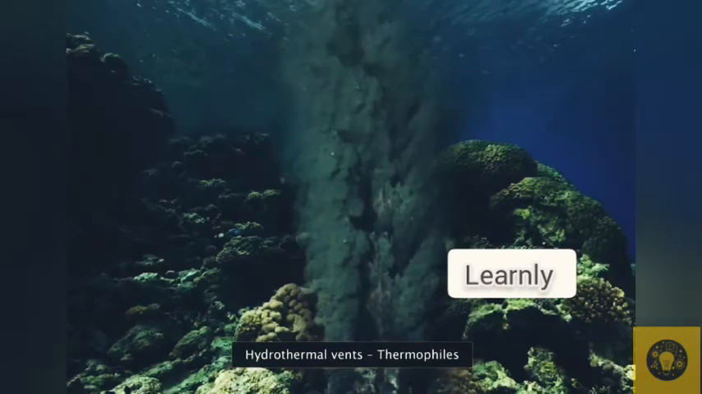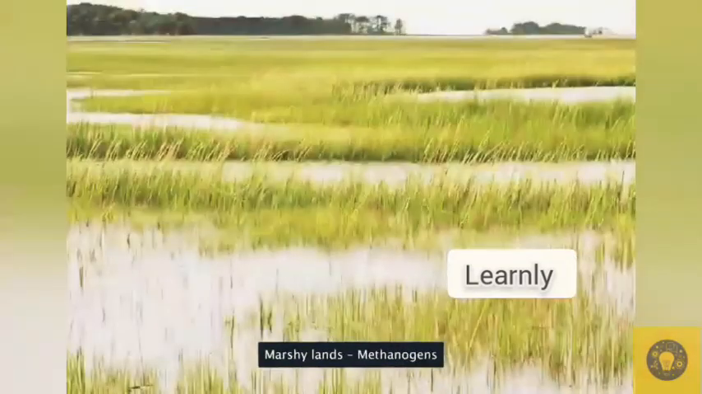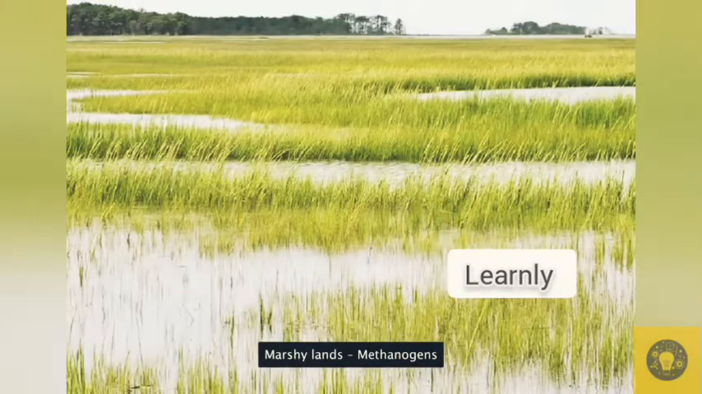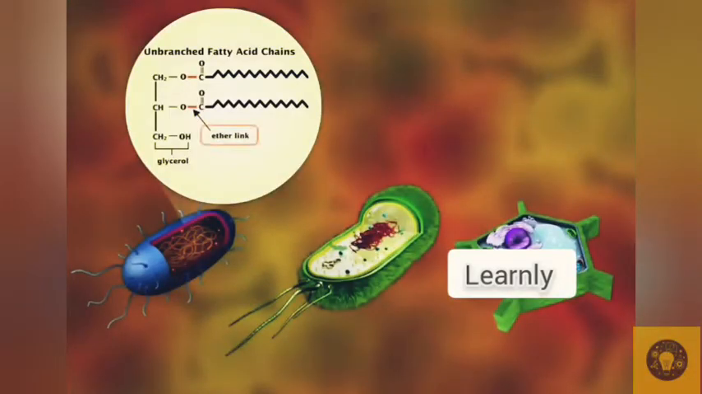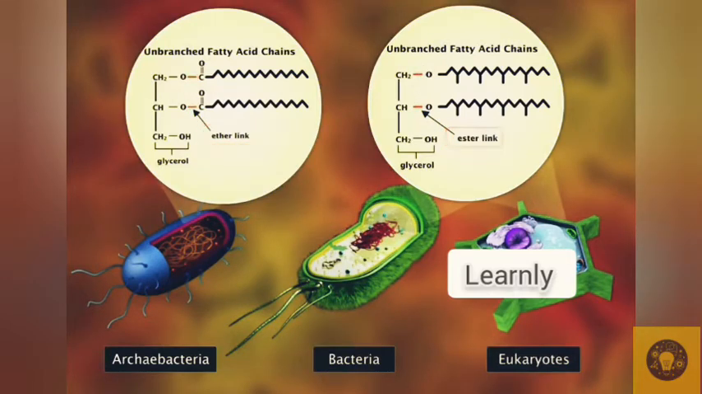Domain Archaea includes thermophiles, acidophiles, halophiles, and methanogens. The ether linkage in the membranes of archaea is more stable than the ester linkage in the membranes of bacteria and eukarya, which is able to withstand extreme heat, acid, and saline conditions.